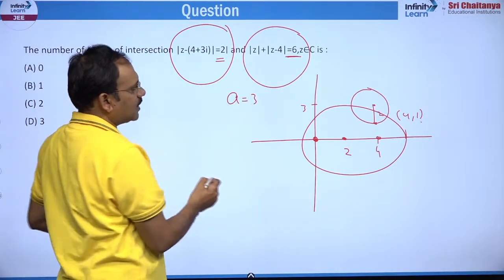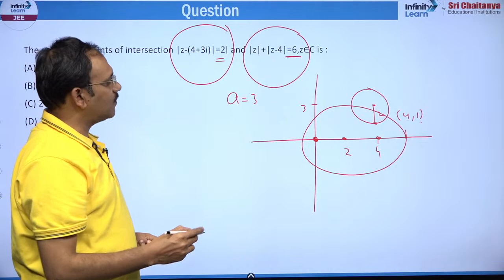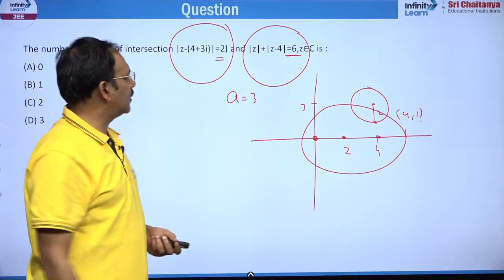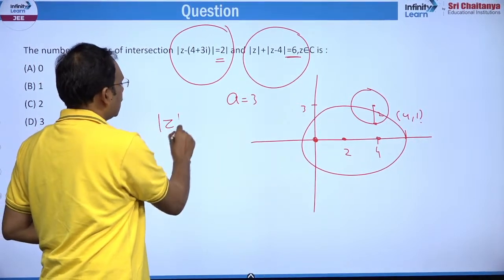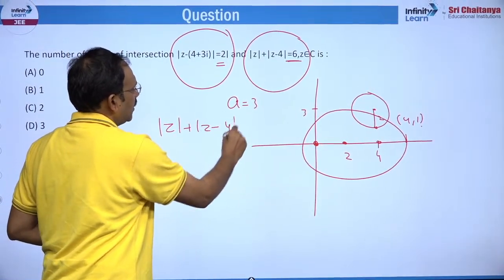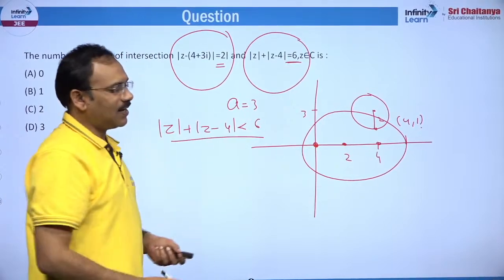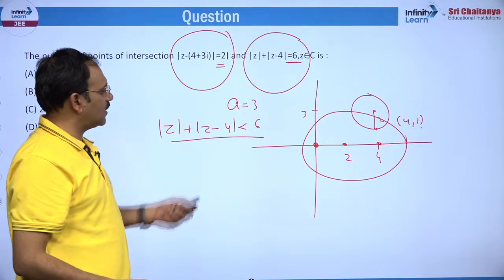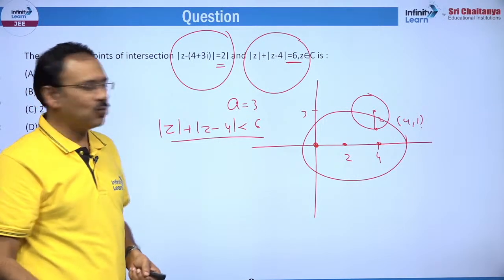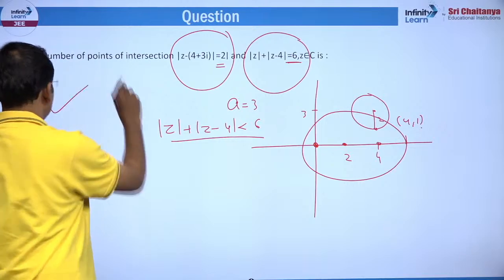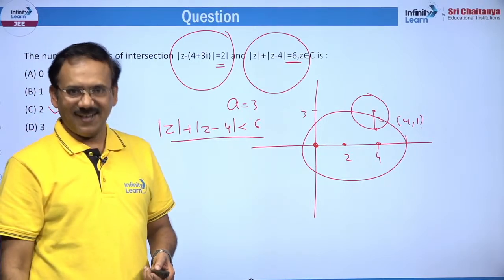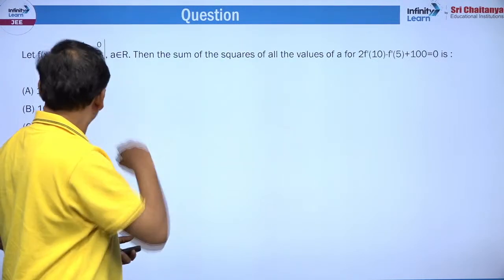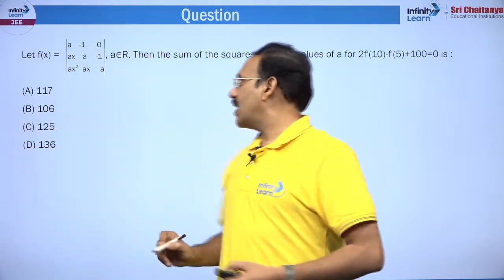You can also treat z as 4 plus i, and check that mod z plus mod z minus 4 is less than 6. So clearly this point lies in the interior of the ellipse, which means these two are going to intersect at 2 points, my dear friends. So the answer is option C. Clear? Simple question.